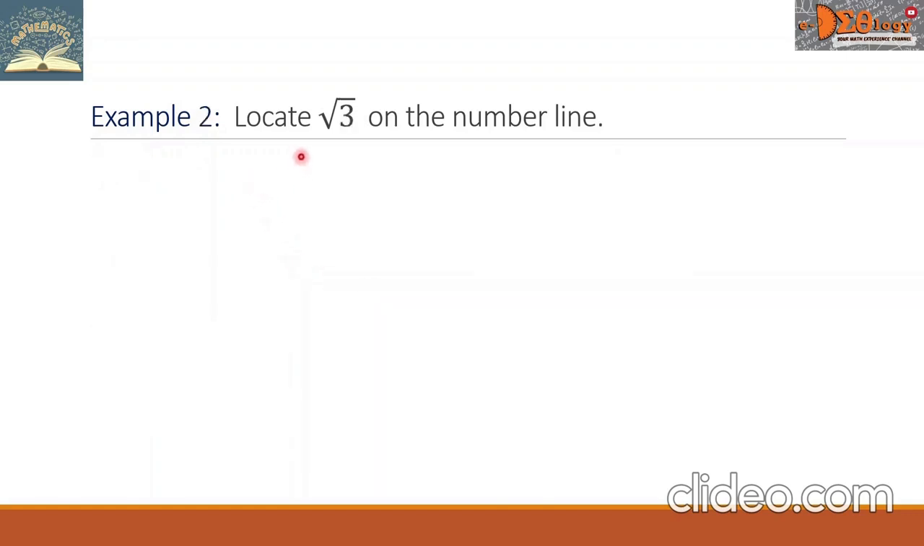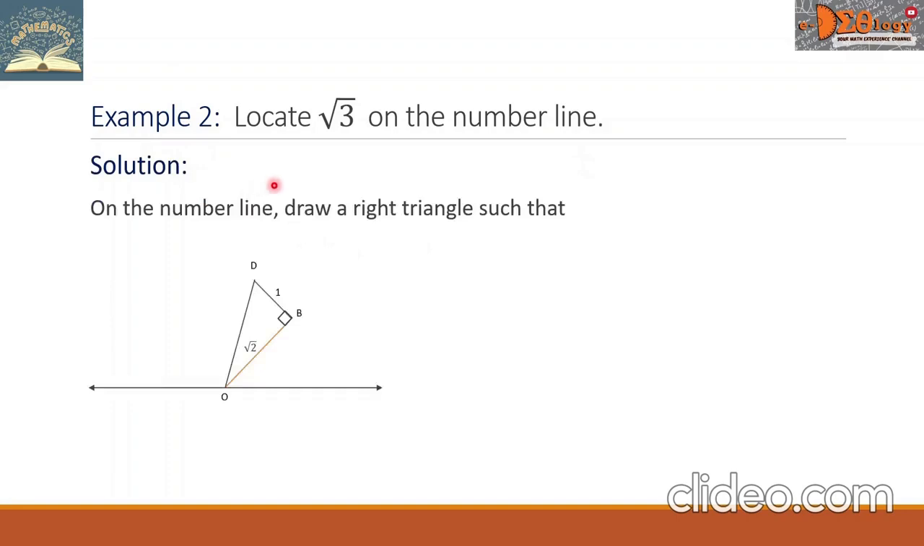Example 2. Locate the square root of 3 on the number line. With reference to the figure of example 1, we will draw a right triangle on the number line such that we have the side OB as the square root of 2, the side BD as 1. Then we will compute for the side OD.